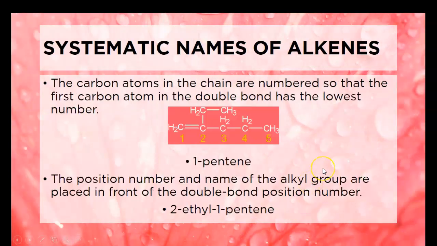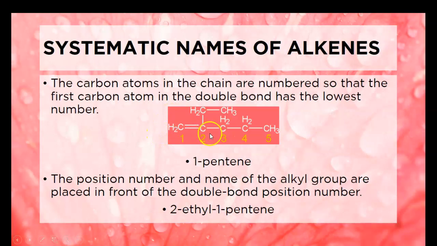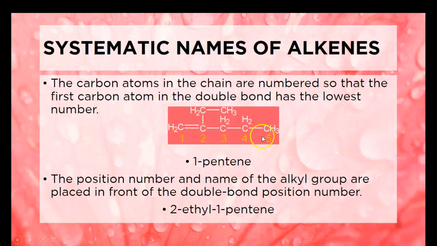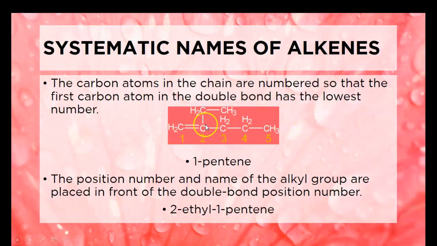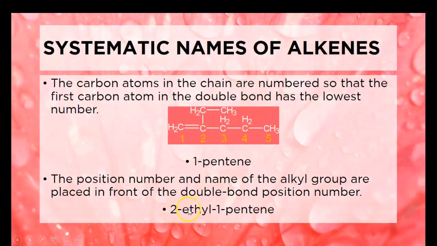But then as far as numbering goes, I want the double bond to have the lowest number. So here I'm going to call it 1 pentene rather than 5 pentene. And because now we named it left to right, I see I have an ethyl group, so we're going to call it 2 ethyl, 1 pentene.